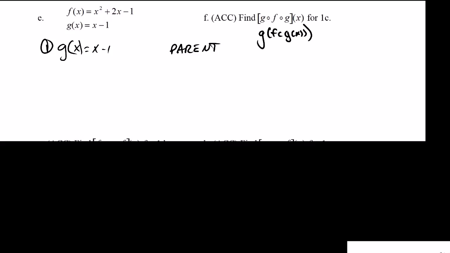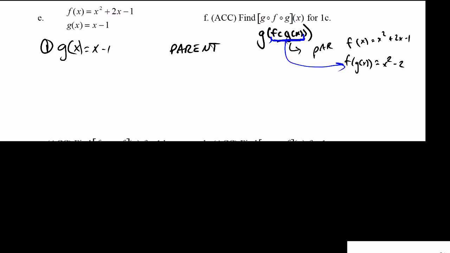And then we just have to replace it with the innards. But the innards are 2 parts, so we have to break this up. So what is our parent for our innards? Our parent is going to be f of x, which is x squared plus 2x minus 1. And our innards are going to be f of g of x. Well, we just found f of g of x. It is x squared minus 2. But we already found it, so we don't need to find it again.